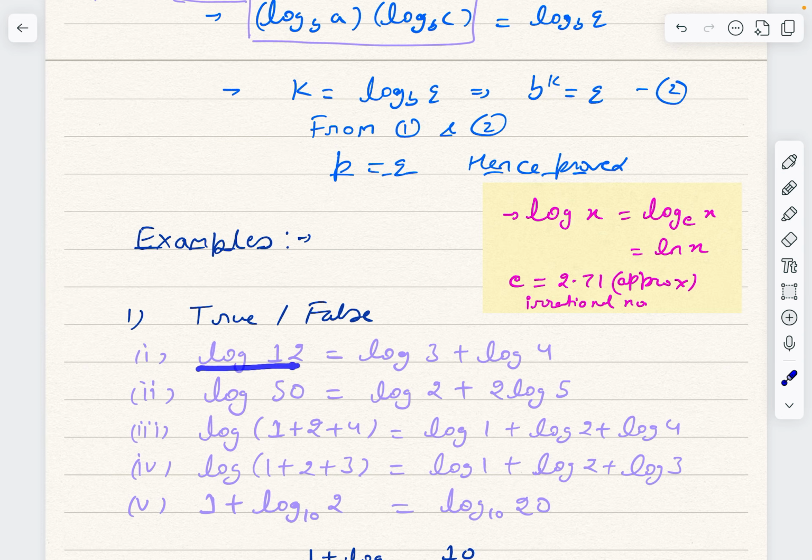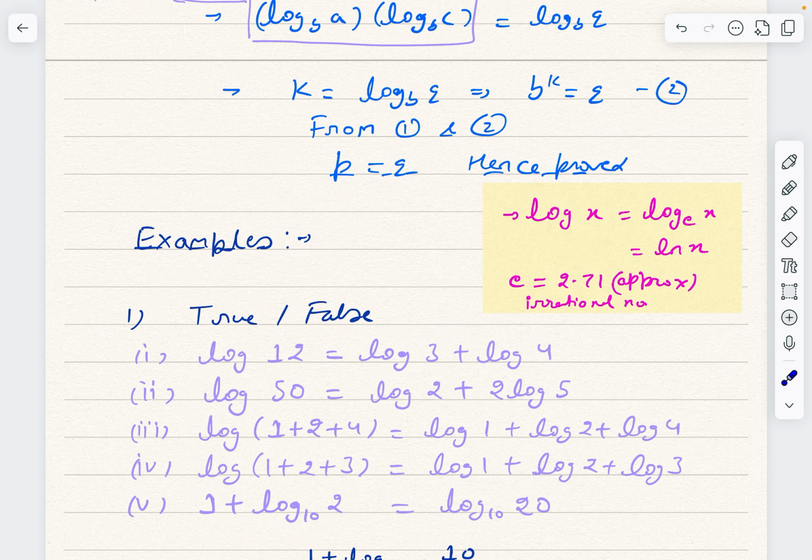First is log 12 is log 3 plus log 4. You just have to tell me if it is true or false. Next, log 50 is equal to log 2 plus 2 log 5. Third, log of (1 plus 2 plus 4) is equal to log 1 plus log 2 plus log 4. Fourth, log of (1 plus 2 plus 3) is equal to log 1 plus log 2 plus log 3. Fifth, 1 plus log base 10 of 2 is equal to log base 10 of 20. So these five equations are there. You have to tell us if they are true or false. Basically, whether the given equation is correct or not.